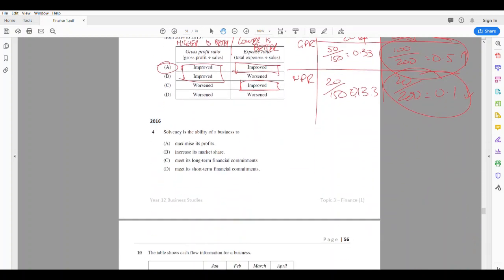Again, 2016 question 4, easy dead giveaway. Some of you should do these in multiple choice in reading time. Solvency. What is solvency? It's to avoid gearing, our liabilities over equity. Okay, is it a short-term thing? No, because that's our current ratio.